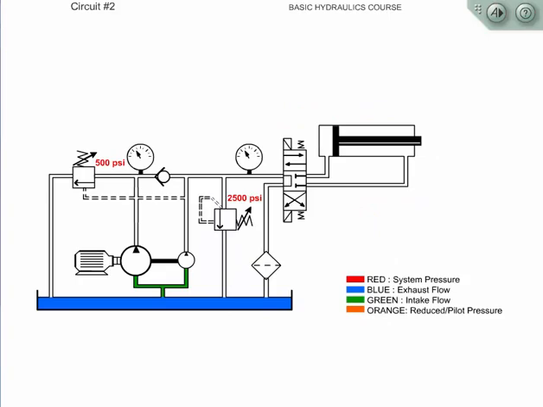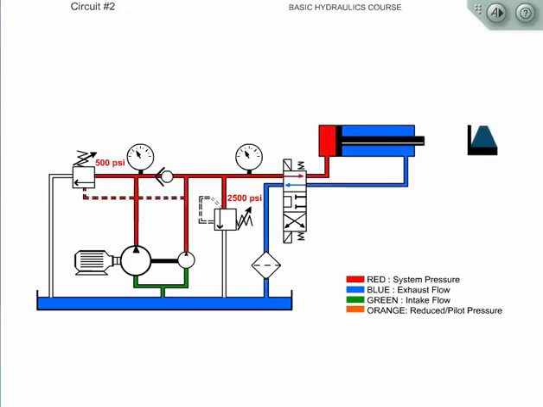This is a high-low circuit. Such a circuit would be used to achieve high speed or rapid advance at low pressure, followed by slow speed and high force. A good example of a high-low system would be a press, where the ram would rapidly advance up to the workpiece. At that time, the pressure starts to build. The flow from the high-volume pump is diverted to the tank. The low-volume pump would produce the little flow needed to continue moving the ram into the workpiece.